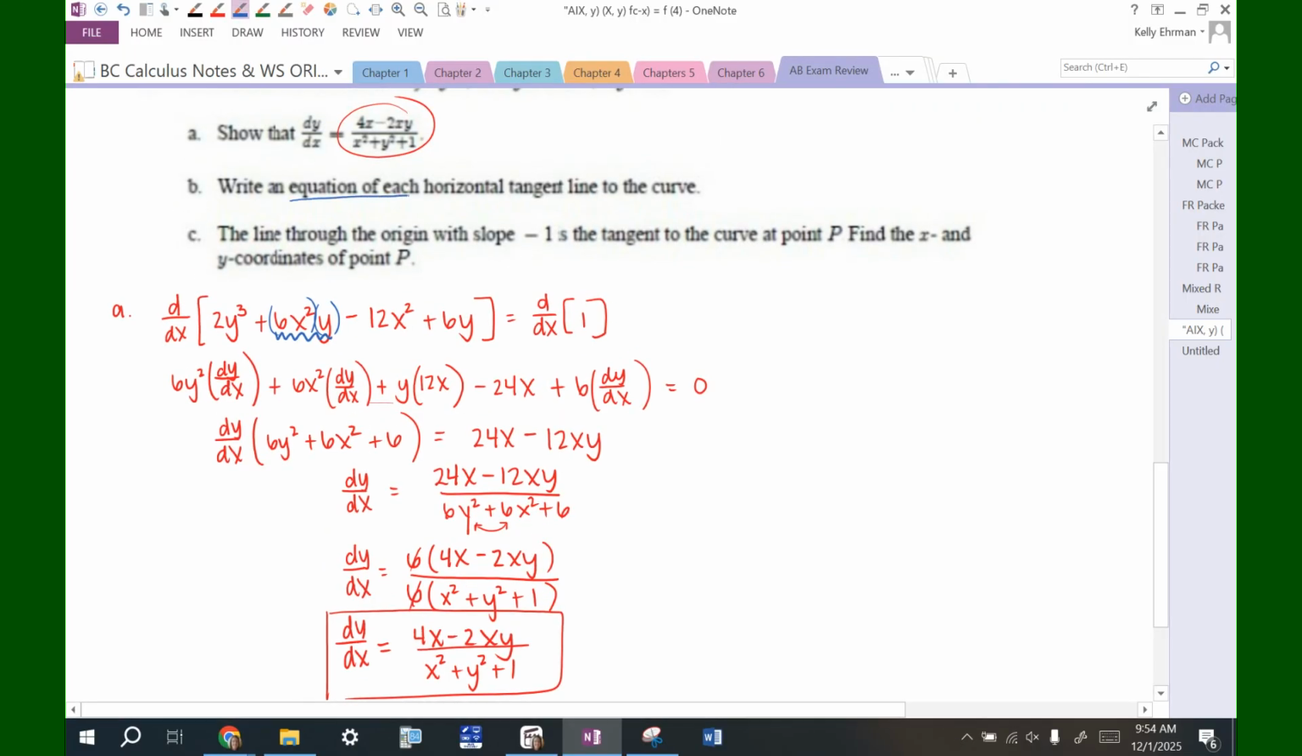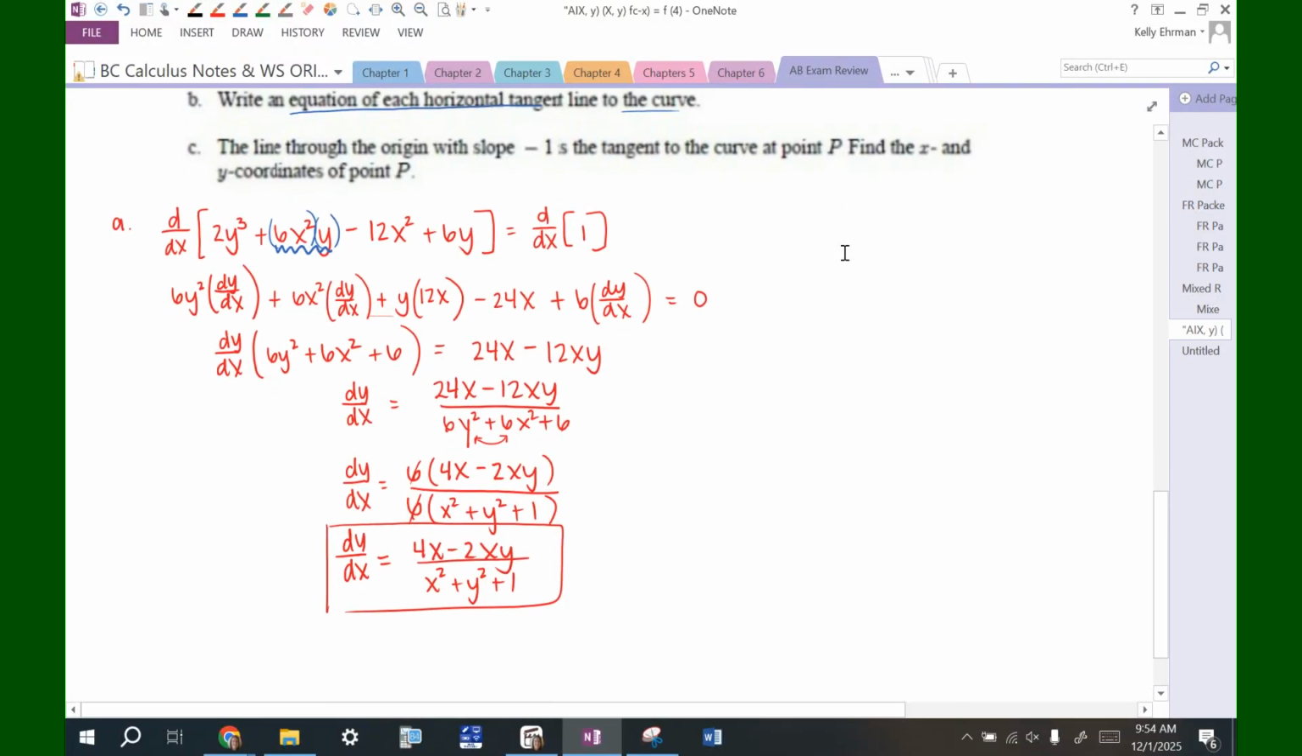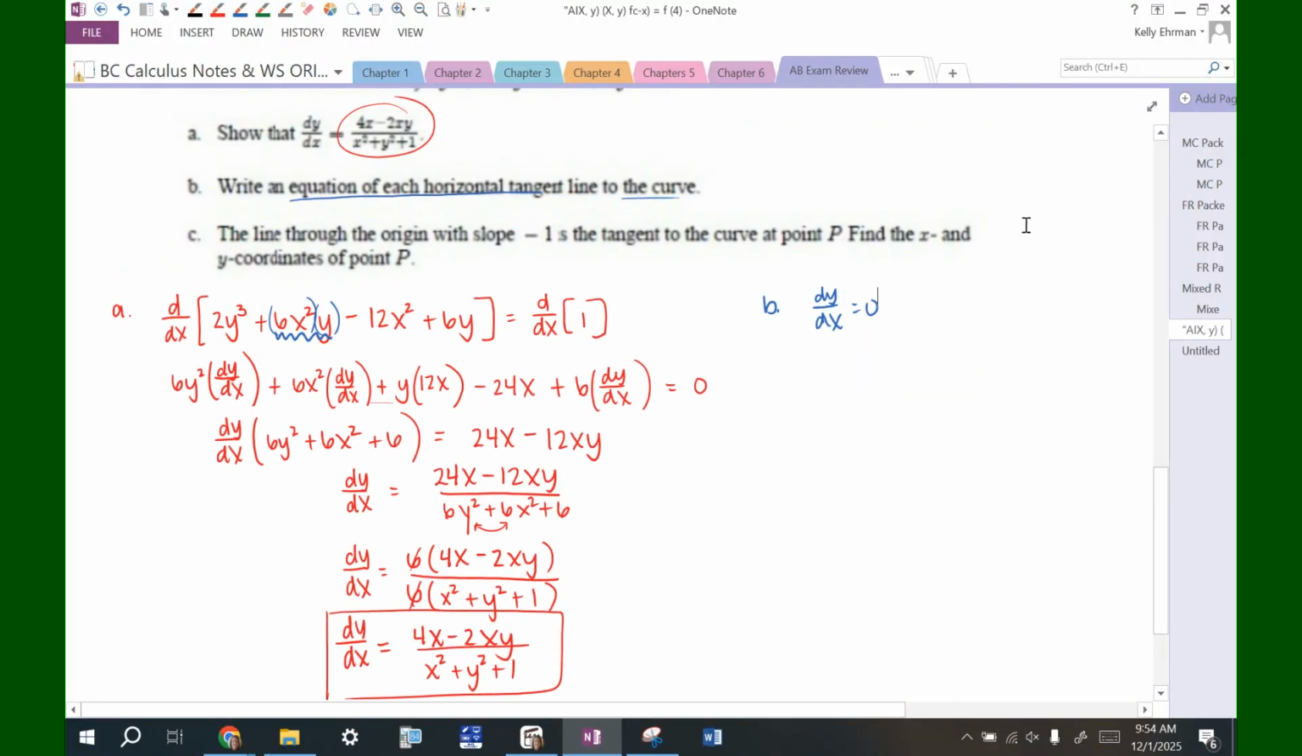Part B, write an equation for each horizontal tangent line to the curve. So horizontal tangents occur when dy dx is equal to 0. So go back to their dy dx in case you miswrote it down here and set this equal to 0. This is true when the top is equal to 0 and not the bottom. Although the bottom is never equal to 0, x squared plus y squared is positive, plus 1 is positive.